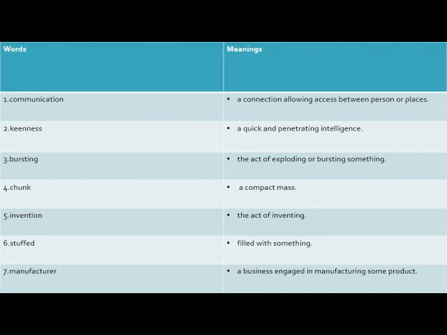The fourth is chunk. The meaning of chunk is a compact mass. The fifth word is invention. The meaning of invention is the act of inventing. The sixth word is stuff. The meaning of stuff is filled with something. The seventh word is manufacturer. The meaning of manufacturer is a business engaged in manufacturing some product.